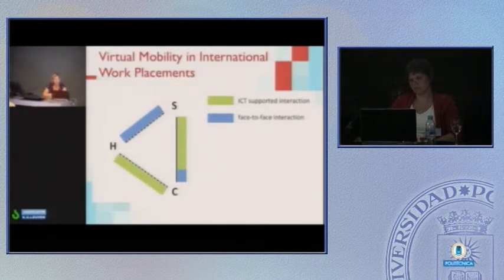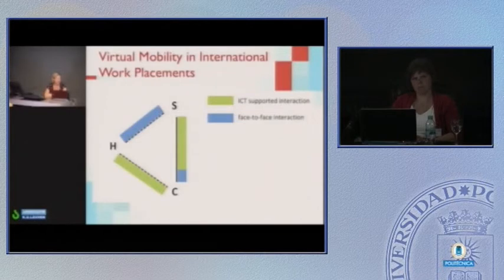What I've done here, or tried to do, is make a visual representation of an example of what virtual mobility can mean in international work placement. The letters here indicate the three different target groups: the S for students, the C for company, and the H for higher education institution. All those target groups during work placement ideally are in interaction with each other. That's what the dotted lines and the full line mean.